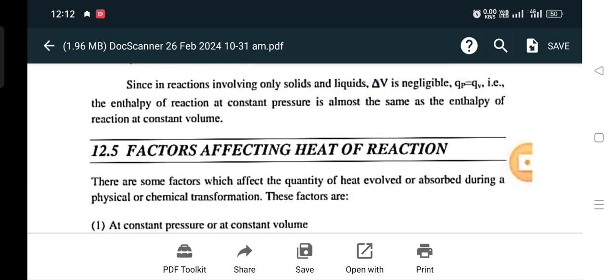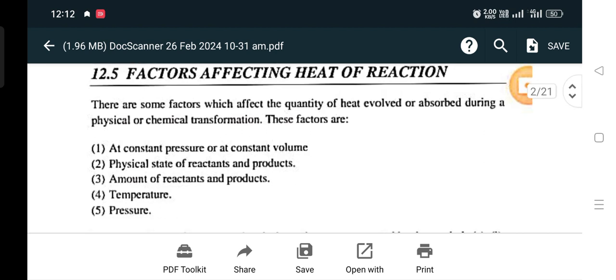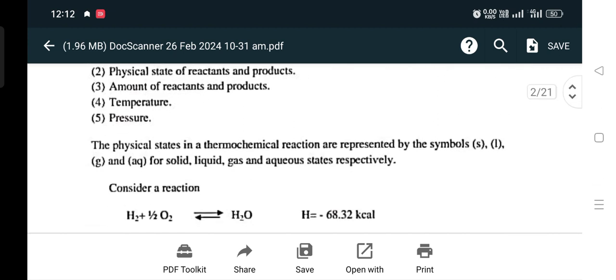Factors affecting heat of a reaction. There are some factors which affect the quantity of heat evolved or absorbed during a physical or a chemical transformation. These factors are: first, constant pressure or constant volume; second, physical state of reactant and product; third, amount of reactant and product; fourth, temperature; fifth, pressure. The physical states in a thermochemical reaction are represented by the symbols S, L, G and aq for solid, liquid, gas and aqueous solution respectively.